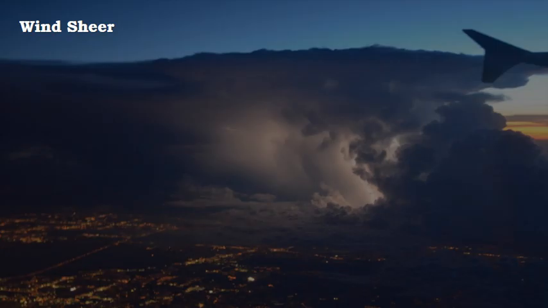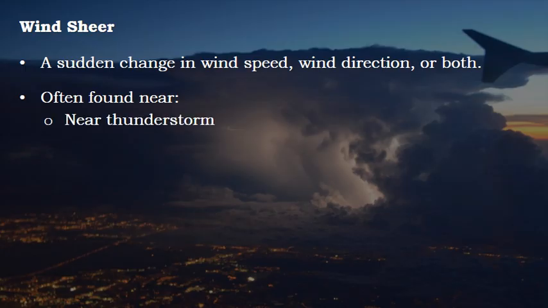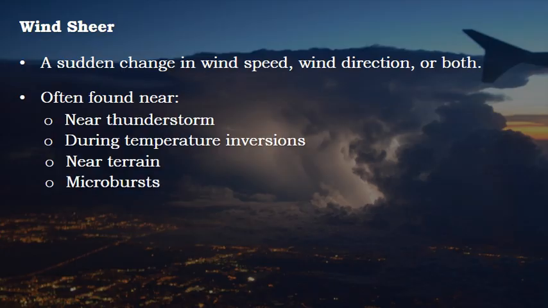Wind shear is another hazard to drone flights. It is a sudden change in wind speed, wind direction, or both. They are often found near thunderstorms, during temperature inversions, near terrain, and in microbursts.